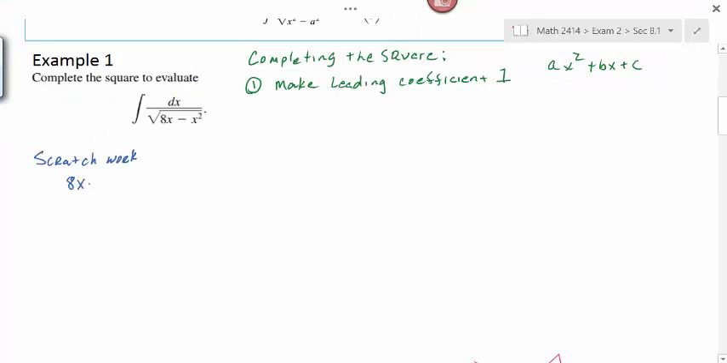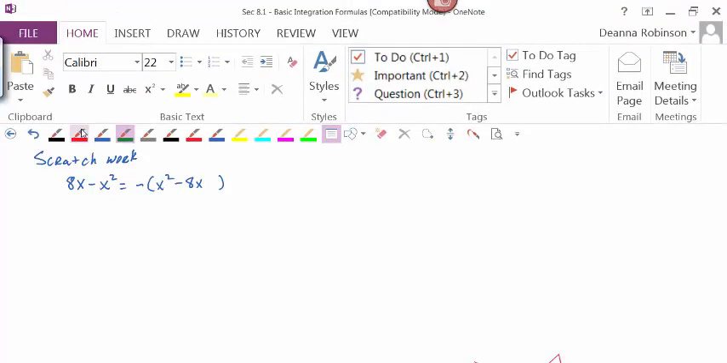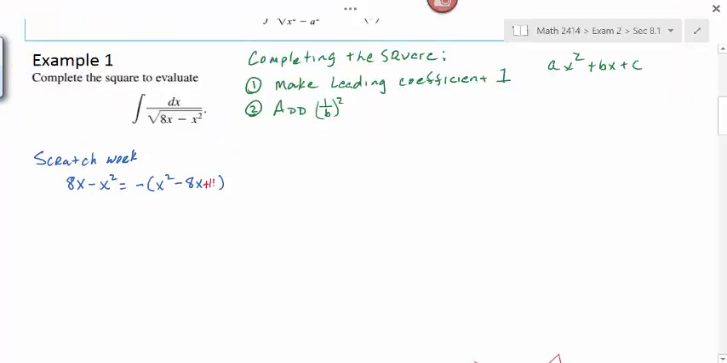So 8x minus x squared I could rewrite as negative x squared minus 8x. The next thing you want to do then is add half of b squared so that you can factor the remaining quadratic into a perfect square of sums or differences. What is b in this particular problem? Negative 8. B is what x is being multiplied by. What's half of negative 8? Negative 4. And when I square negative 4, I get 16. Now what in essence I've done is I've added a negative 16 here. Do you see? Because of that negative outside.